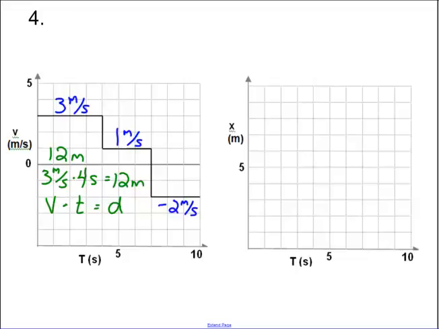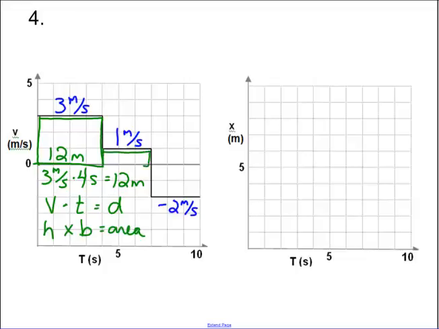The way we figure that out from the graph is to look at the region between the velocity line and the zero line, which gives us a rectangle. The area of a rectangle is its base, 4 seconds, times its height, 3 meters per second. So it turns out the area between the velocity line and the origin on a velocity time graph will give us the displacement of our object.